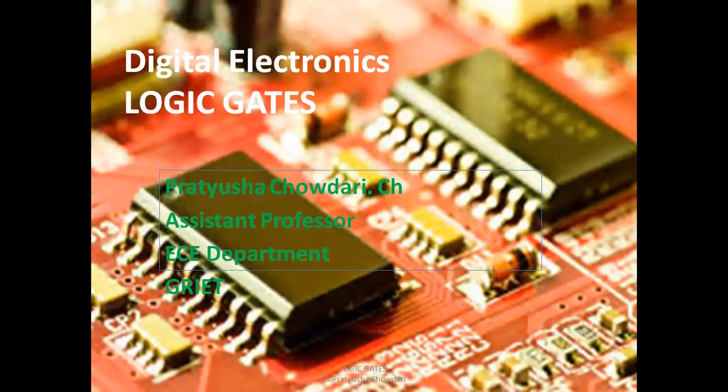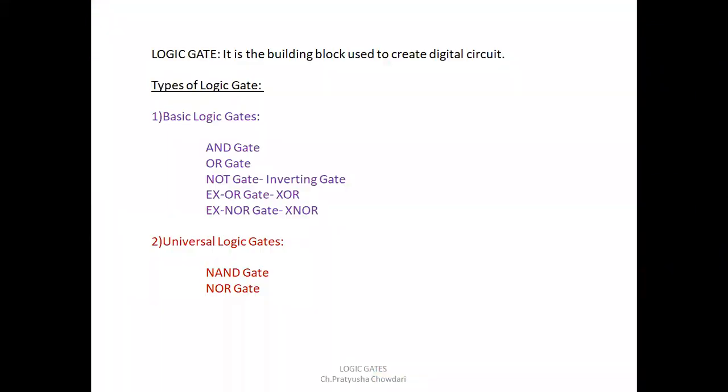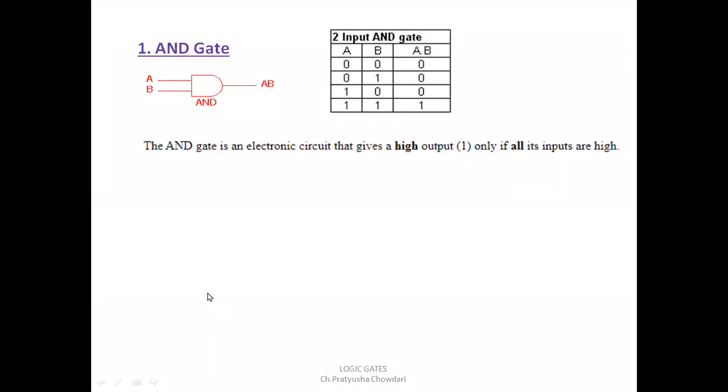In this video, I want to discuss logic gates. A logic gate is the building block used to create digital circuits. There are two types of logic gates. First one is basic logic gates and the other one is universal logic gates. Under basic logic gates, we have AND gate, OR gate, NOT gate, XOR gate and XNOR gate. Under universal logic gates, there are two types. First one is NAND gate and the other one is NOR gate.